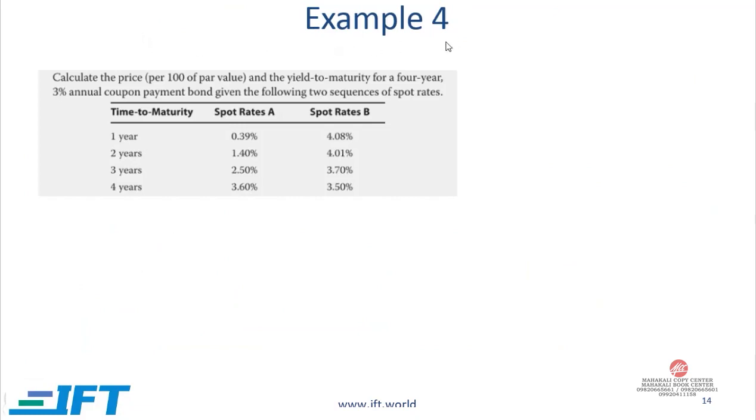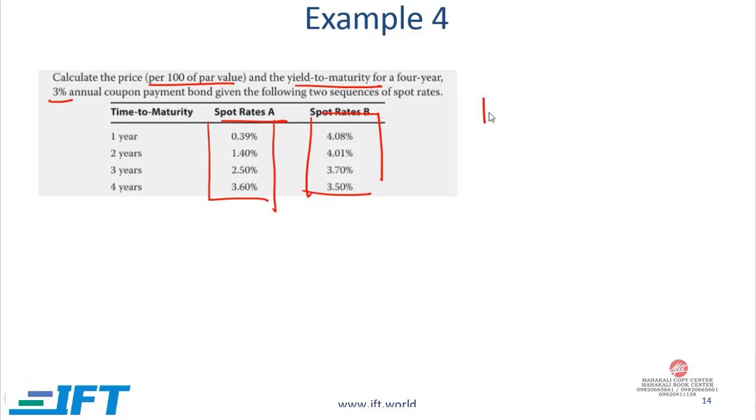Now let's work through example 4. Calculate the price per 100 par and YTM for a 4-year 3% annual coupon payment bond given the following two sequences of spot rates. So we need to come up with two values, one based on this sequence of spot rates and another based on this sequence of spot rates.